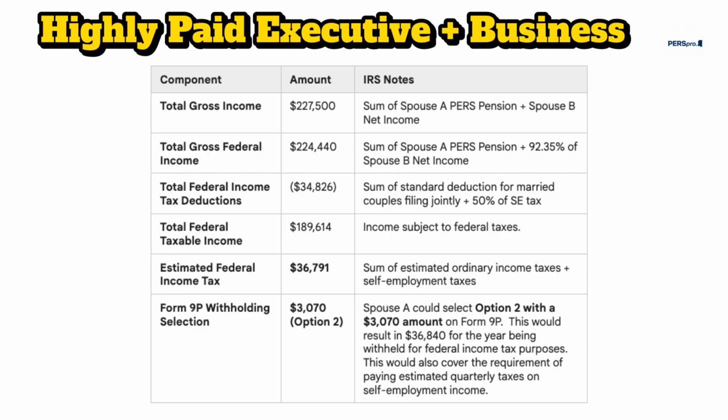This automatically pulls $36,840 over the year straight out of the predictable PERS pension check from spouse A and sends it to the IRS. This satisfies their household income tax burden, satisfies the IRS quarterly tax payment requirement on the self-employment income, and removes the administrative headache of manual tax payments.